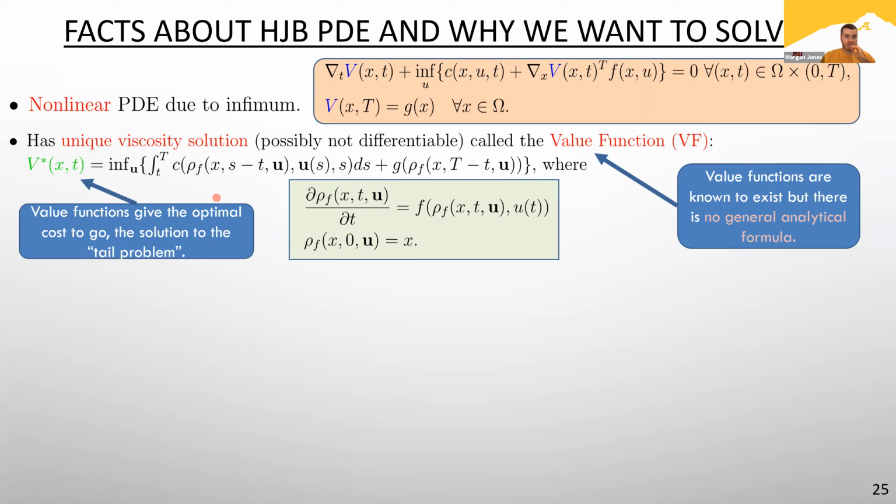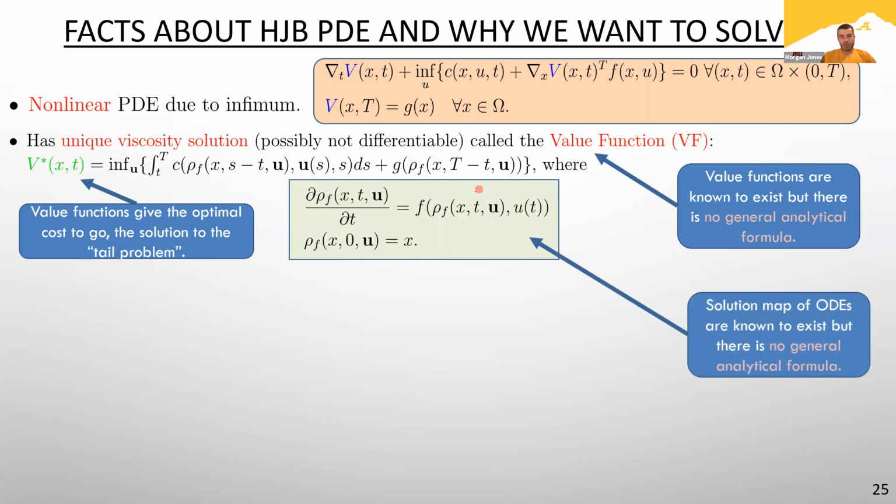Yeah, and if you can, value functions give the optimal cost to go. So they're solutions to the tail problem. And there's some notation here. Rho f means the solution to the ODE. So the underlying state dynamics are x dot equals f(x, u).